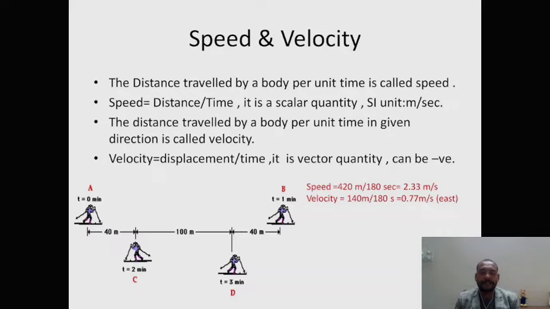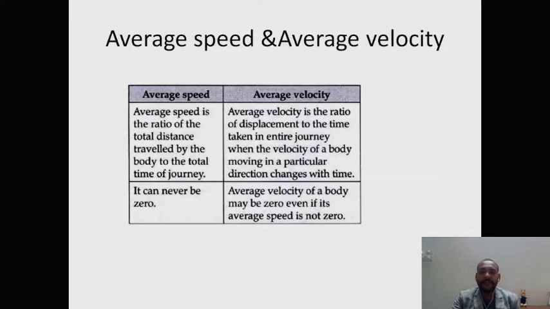Hence in this example we can see the total distance traveled by this square is 420 meter in 3 minutes, that is 180 seconds, and so the speed of this square is 2.33 meter per second. Similarly, the displacement covered by the square is 140 meter towards east in 180 seconds. Hence the velocity will be 0.77 meter per second towards east. East is showing the direction, hence it is a vector quantity, so it is a must to show the direction.